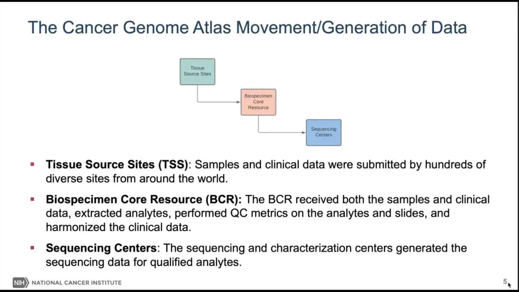The BCR collected both the samples and the clinical data. They did QC. They cut slides from those samples and reviewed them to ensure there was not too much necrosis and enough tumor nuclei, and then ensured that they extracted the analytes, and that the analytes had enough yield and were of good enough quality for sequencing. And then all of this was passed on to the sequencing centers, which is the primary data that is housed at the GDC now.